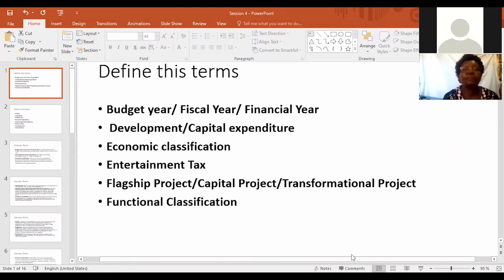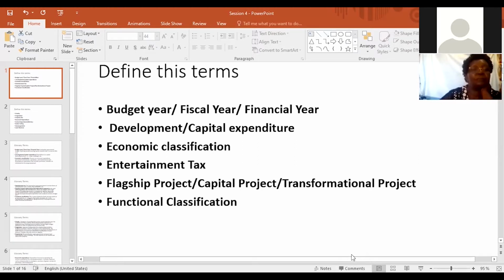Today we are going to discuss key government budget documents. First of all, we are going to start with the CIDP. But before we go ahead, it will be essential for you to learn some key terms.